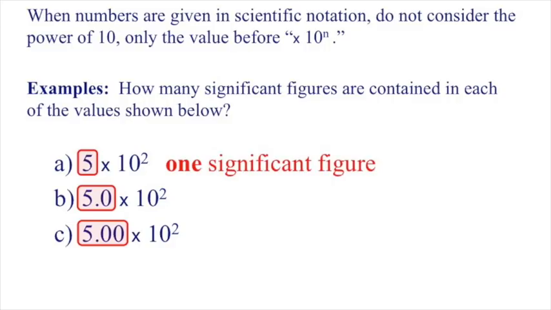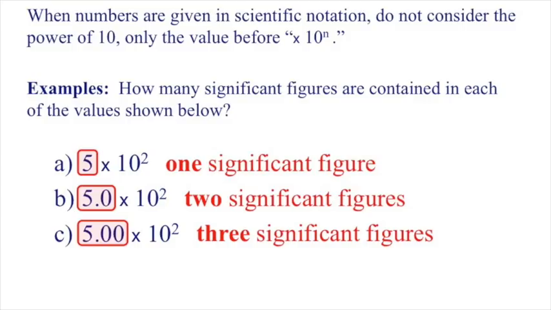5 times 10 to the second has 1 significant figure. 5.0 times 10 to the second has 2 significant figures. 5.00 times 10 to the second power has 3 significant figures.